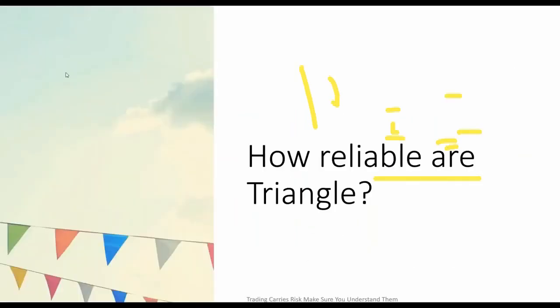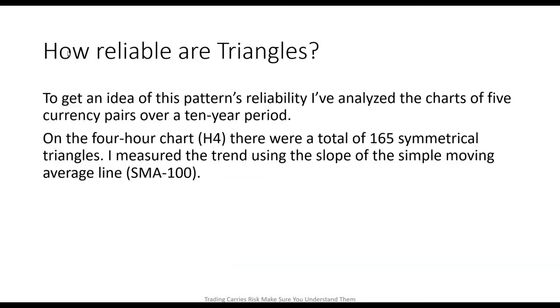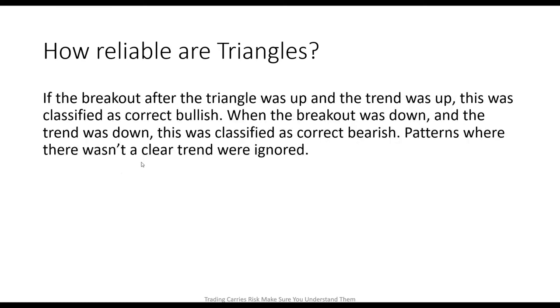Now, remember I mentioned earlier how reliable triangles were? Well, to get an idea of a pattern's reliability, I've analyzed the charts of 5 currency pairs over a 10-year period. On the 4-hour chart, there were 165 symmetrical triangles. I measured the trend using the slope of the simple moving average line. If the breakout after the triangle was up and the trend was up, this was classified as correct bullish. When the breakout was down and the trend was down, this was classified as correct bearish. Patterns where there wasn't any clear trend were ignored.